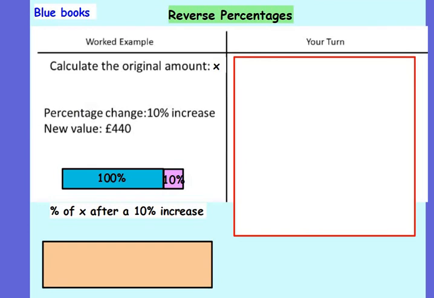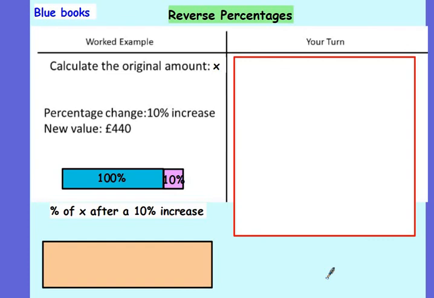Okay, we're now going to put all these steps together. So in your dark blue books for me, Year 7, can you write the title Reverse Percentages? And when you've got that down, can I see pens down, eyes on me? I'm going to go through an example and then you're going to do an example. So pens down, eyes on me for the first example.